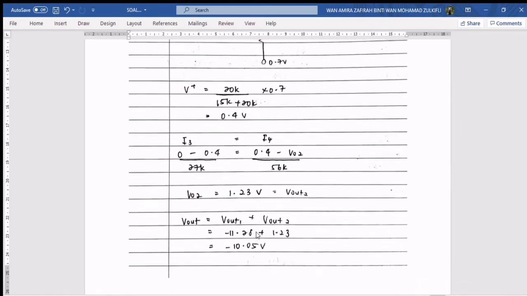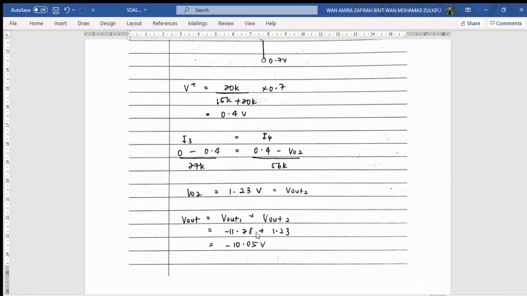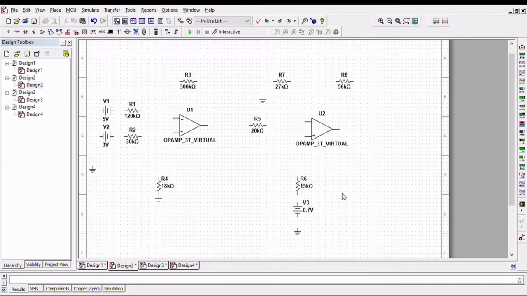So to calculate the value of V output 2 at the op-amps A2, it is V out 1 here plus V out 2. So negative 11.28 plus 1.23, we get the value for V out 2 is negative 10.05 volt. Okay, now let's take a look at the solution for question 2.